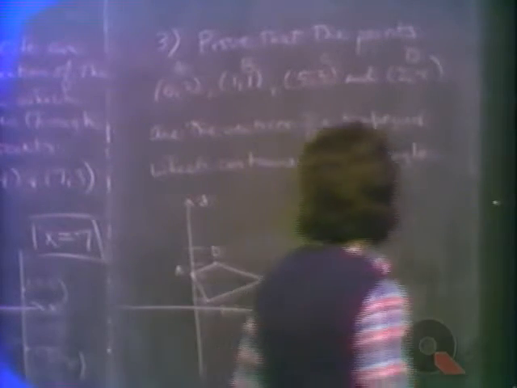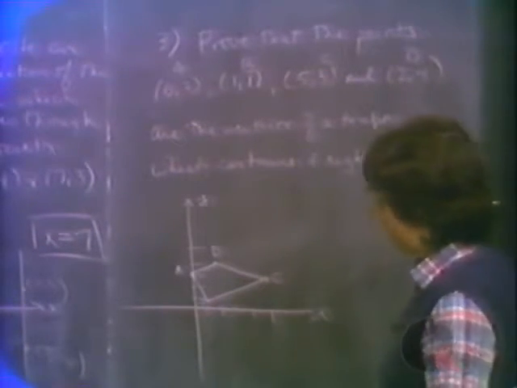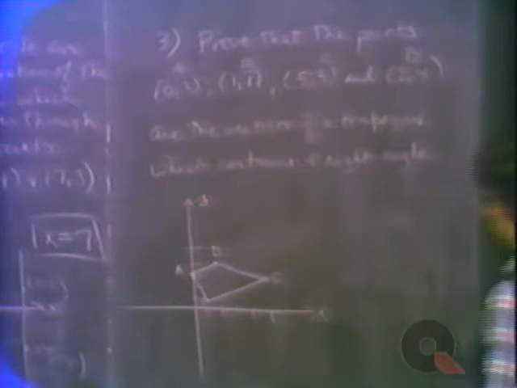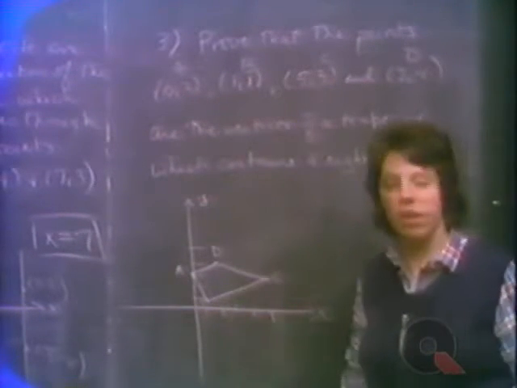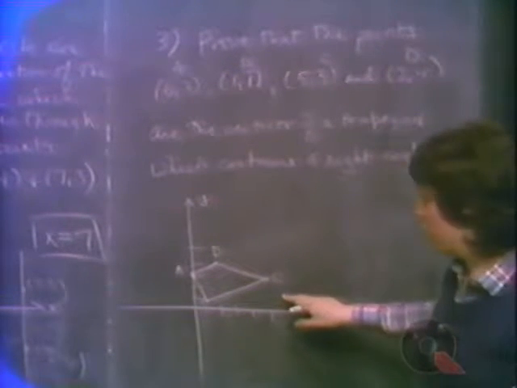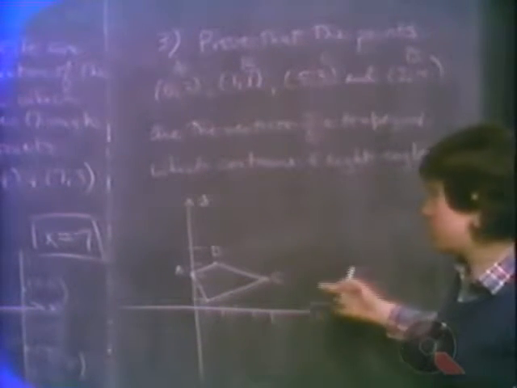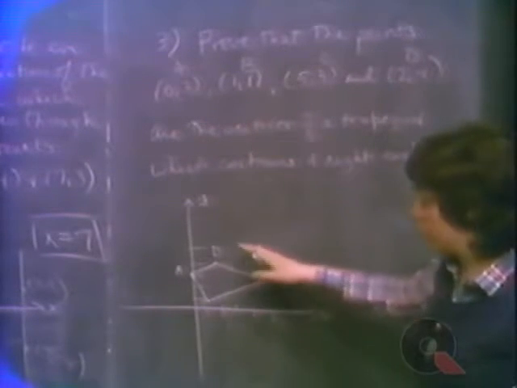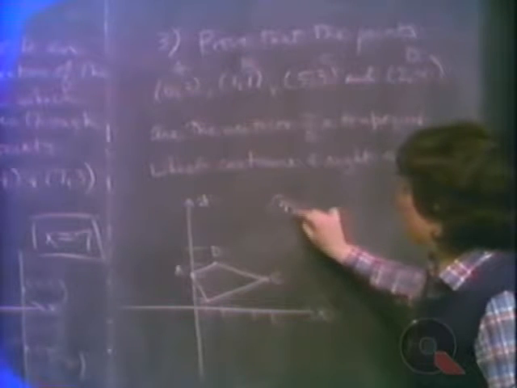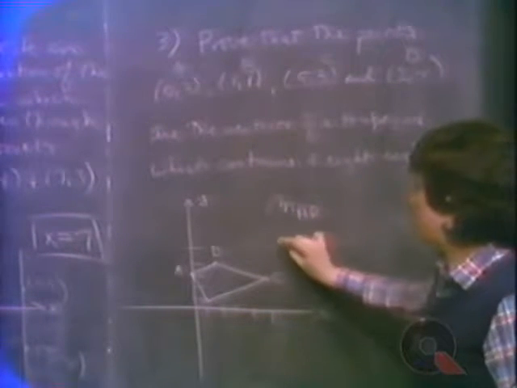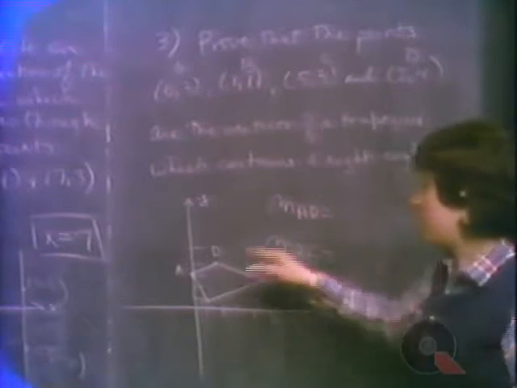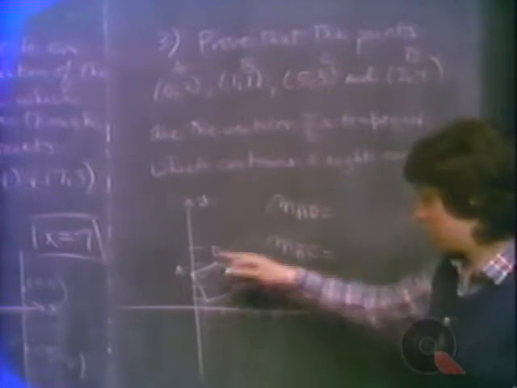We want to show that this is a trapezoid which contains a right angle. Okay, trapezoid, we have a quadrilateral here. A trapezoid would be a quadrilateral that has two sides parallel. So we're looking to show that two sides are parallel. From the picture, it looks like we're trying to show that AD is parallel to BC. And we'll do that by finding the slope of AD and the slope of BC. And if we can show that they're the same, then AD would have to be parallel to BC.